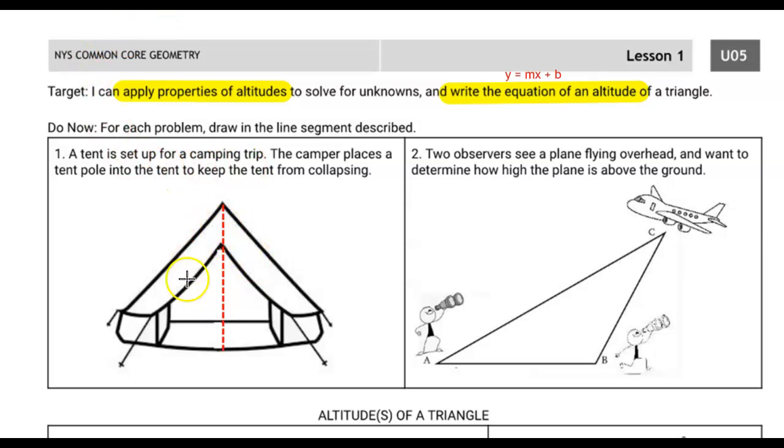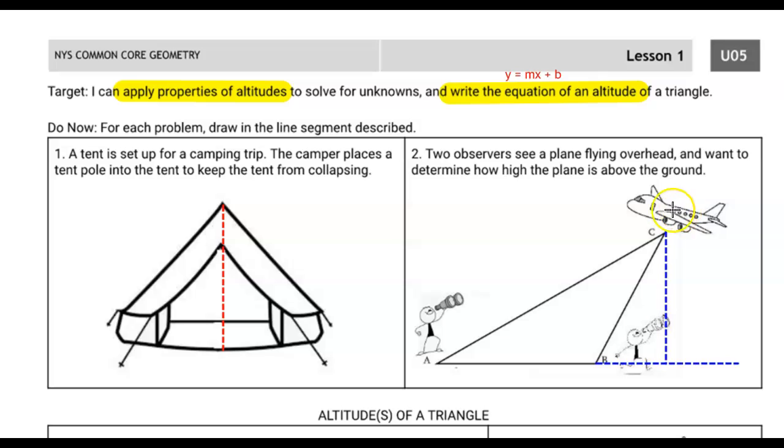All right, here's that first example. If you're trying to place the tent pole into the tent to keep it from collapsing, it would go directly here in the middle. And I want you to notice that this line that we drew that represents the pole is perpendicular to the ground, right? You would have to put it so that it's straight up and down so that it wouldn't tip over to any side. So we call that perpendicular to the ground. It forms a right angle.